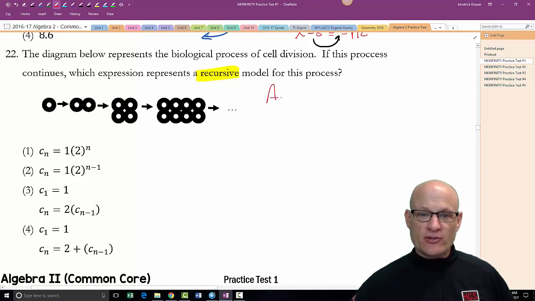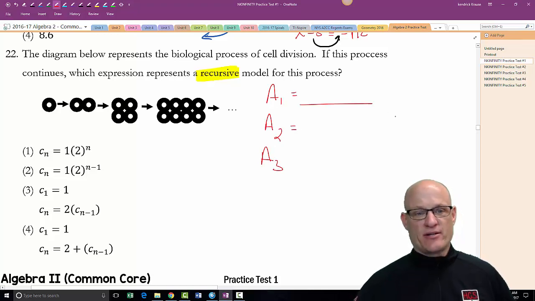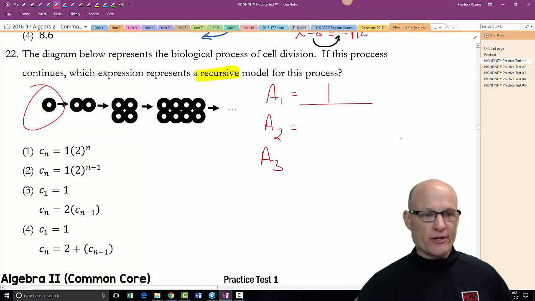Recursion is just a sub 1, a sub 2, a sub 3. Recursion just says, okay, start with an initial value. In this case, my initial value is 1. One wheel or one circle or whatever that thing is. And then every one after that says, what did you do to the previous term? Sometimes it's the previous two terms. But what did you do? Oh, I multiplied by 2.